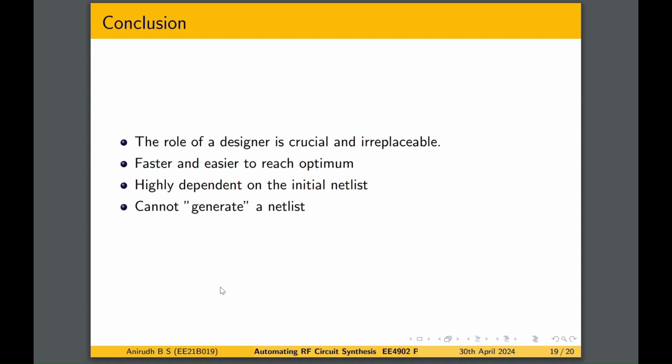The key drawback in this type of automation is that the code cannot generate netlists of its own. It makes the existing ones better.